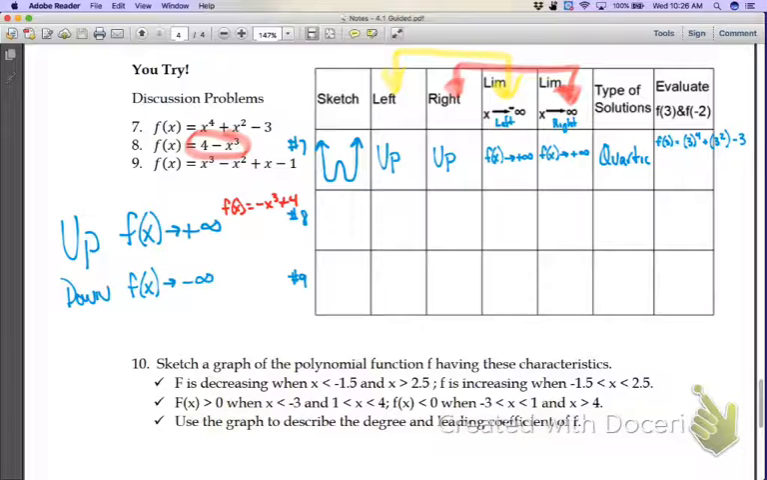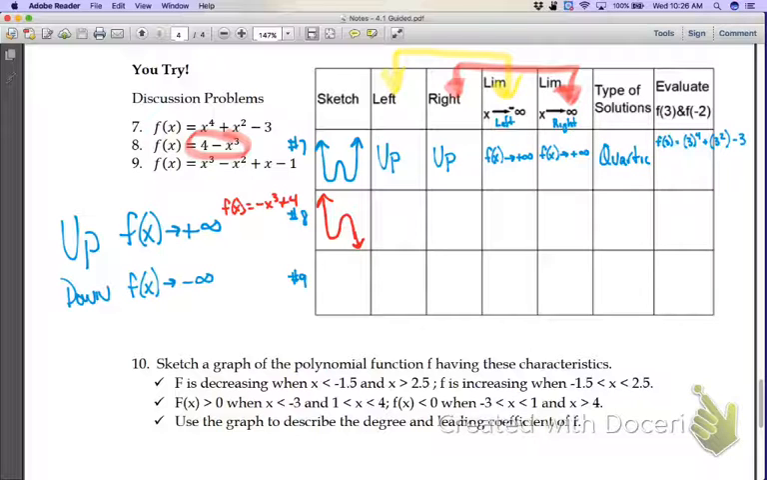Okay? What side's going to be negative? The left or the right side? The right side. Okay? So the right side has to be going this direction. So what does that mean about the left side? It has to be going up. So if I just draw it something like this. You may have something different than the person next to you. That's okay. Hey, it's a sketch.